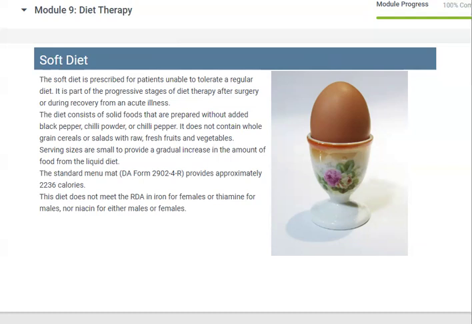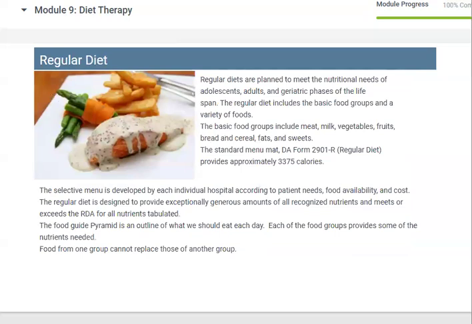The standard menu MAT, DA Form 2902-4, provides approximately 2,236 calories. This diet does not meet the RDA in iron for females or thiamine for males, nor niacin for either males or females.